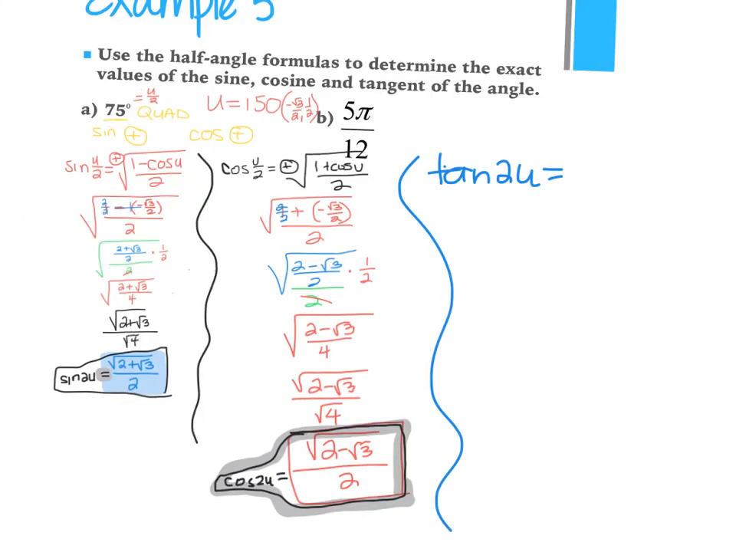Okay, and then the last one is the tangent of u over 2. This time I don't have to pick the positive or negative sign. However, there's two options for tangent. I'm just going to go with the first one, 1 minus cosine u over sine u. I don't really think there's an advantage of one over the other. Oh, I'm sorry, u over 2.